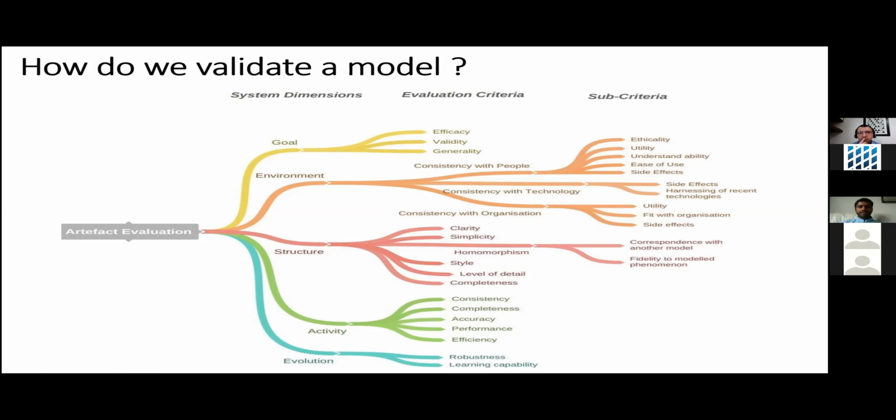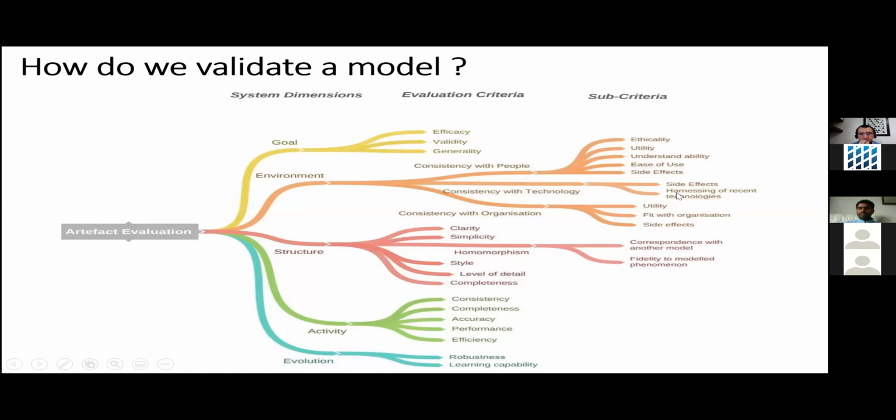So environment dimensions can include the organization, people, or the technology. Hence, the criteria for this dimension should test the consistency of the artifact within the organization as a whole. So what comes in environment is the consistency with people. If we have created this software or simulation model, will people use it with consistency? Is it easy to use? What are its side effects? How will people understand it? Is it easy to understand? What are the different utilities of it?